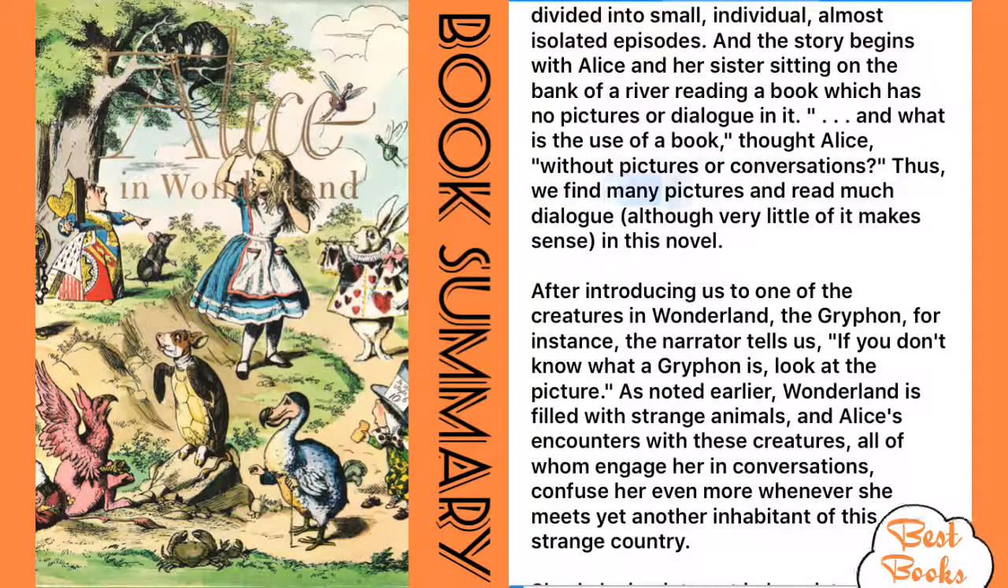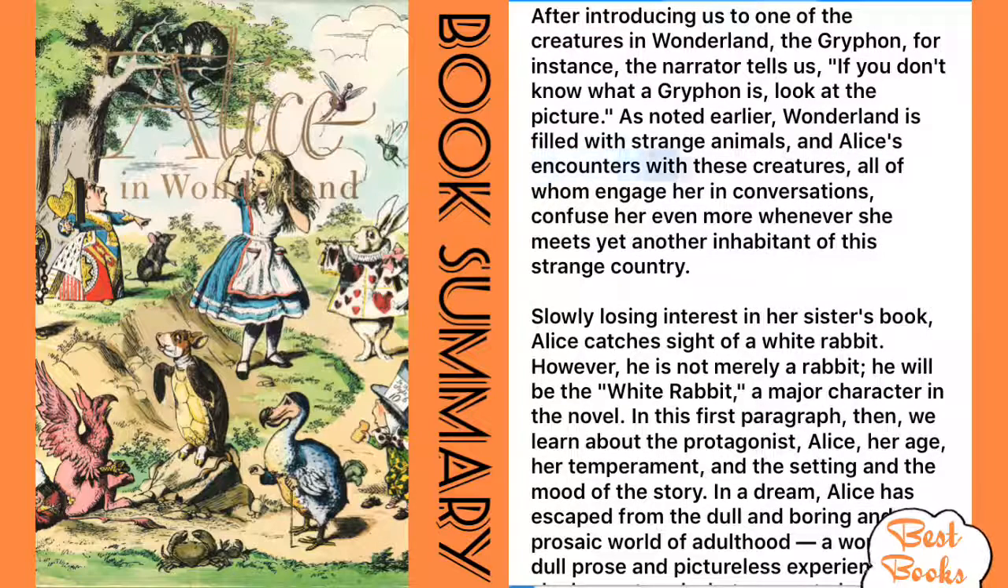Thus, we find many pictures and read much dialogue, although very little of it makes sense, in this novel. After introducing us to one of the creatures in Wonderland, the griffin, for instance, the narrator tells us, "If you don't know what a griffin is, look at the picture." As noted earlier, Wonderland is filled with strange animals, and Alice's encounters with these creatures, all of whom engage her in conversations, confuse her even more whenever she meets yet another inhabitant of this strange country.